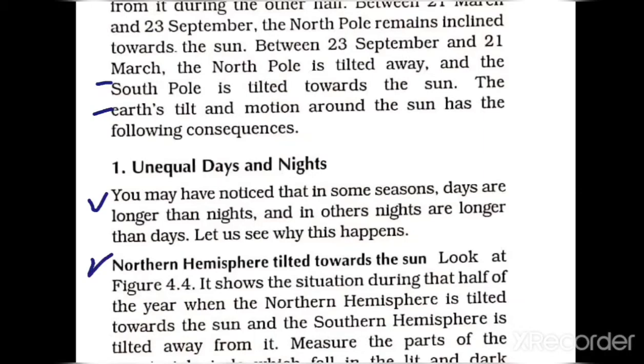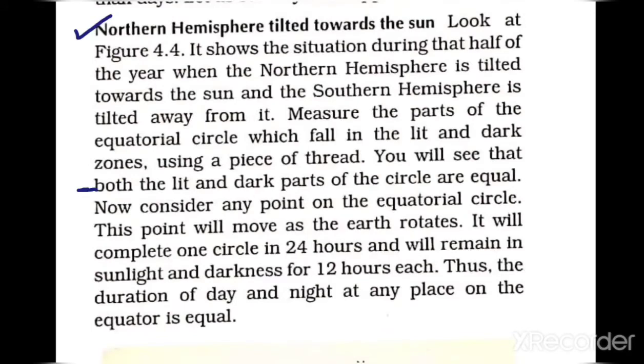Northern hemisphere tilted towards the sun. Look at the figure 4.4. It shows the situation during that half of the year when northern hemisphere is tilted towards the sun and the southern is away from the sun. Measure the parts of the zones using a piece of thread. You will see that both the lighted part and the dark part are equal.